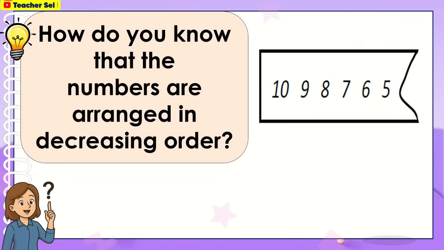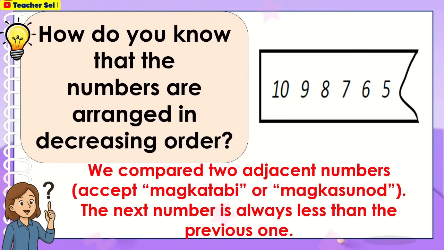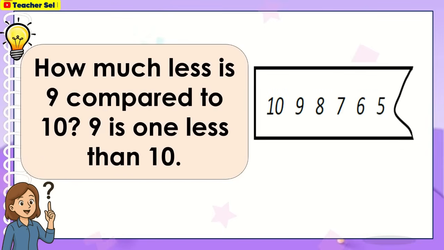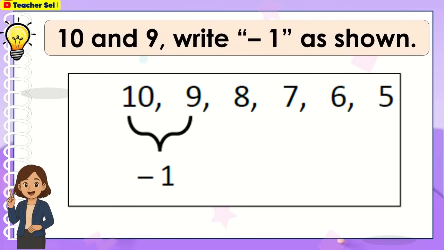How do you know that the numbers are arranged in decreasing order? We compared two adjacent numbers. Except magkatabi or magkasunod, the next number is always less than the previous one. How much less is 9 compared to 10? 9 is 1 less than 10. 10 and 9, write minus 1 as shown.